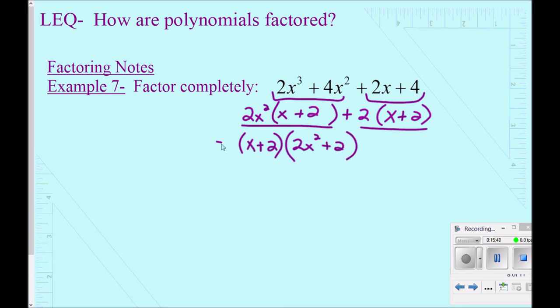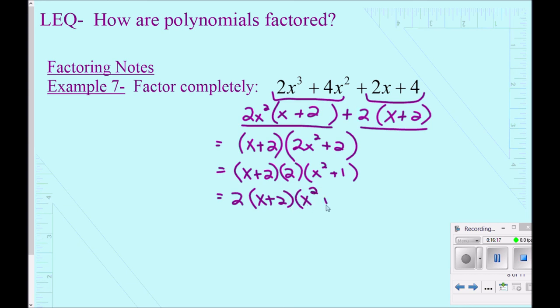Okay. Now, I don't see anything common here, but I do see a 2 in common there, so I know that I have to factor that further. Or had you factored out the greatest common factor of 2 at the very beginning, then you wouldn't have to do this step now. You would have already done it. But we're going to factor out that 2, and that leaves me with x squared plus 1 when I factor it out. So I'm going to put the 2 in the front times the quantity x plus 2 times the quantity x squared plus 1. And that's my final answer.